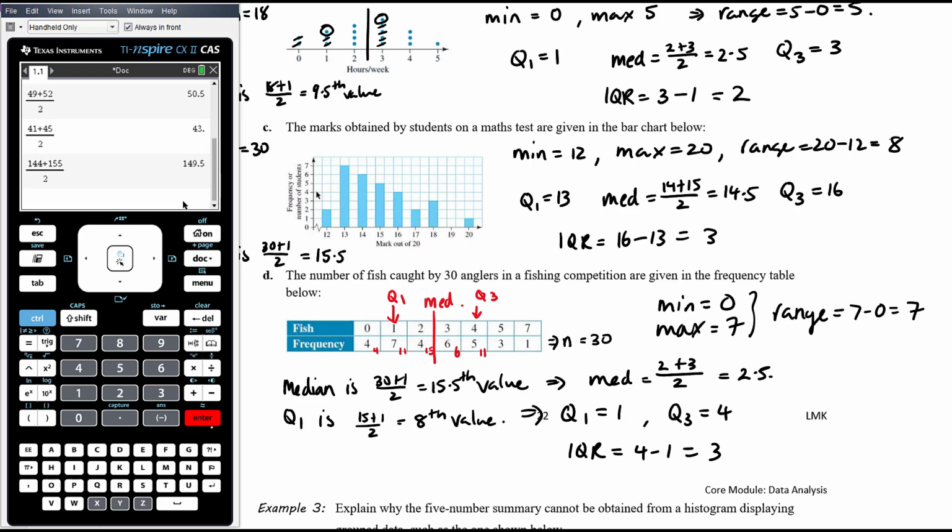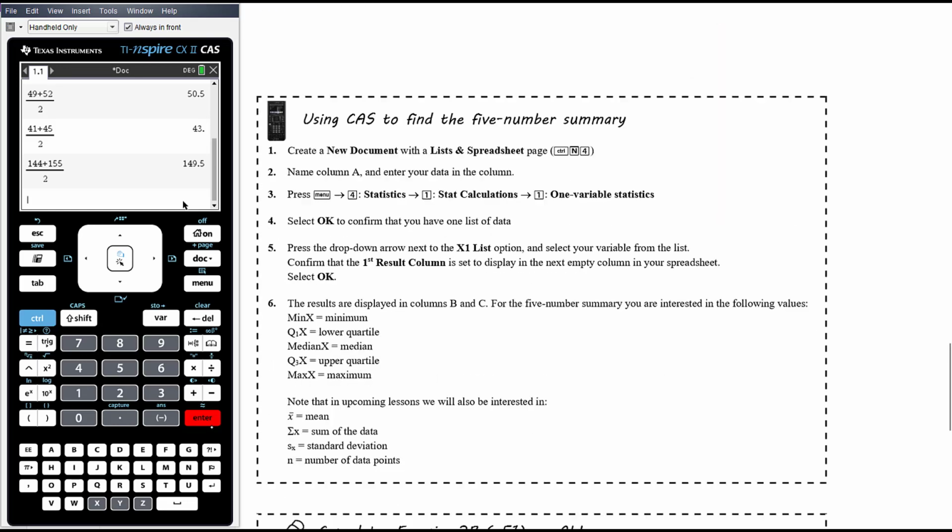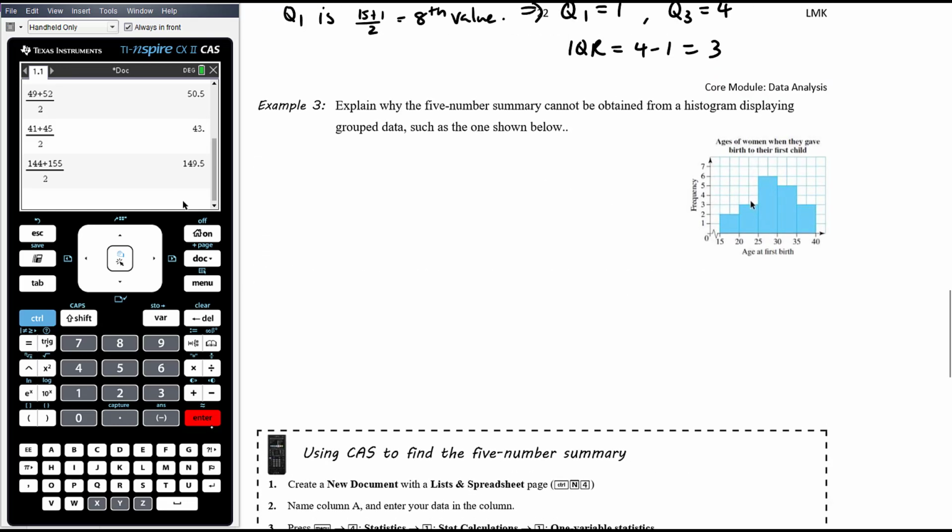Okay. Alright, example 3. The last example, and then we'll have a quick look at how to calculate the stats with the CAS. So explain why the 5-number summary cannot be obtained from a histogram displaying grouped data, such as the one below. Okay, so the problem here is we can work out how many pieces of data there were. We can work out the total frequency. There's 2 here and 3 here and 6 here and 5 and 3. So if we add that up, we get 19 pieces of data. So n equals 19.